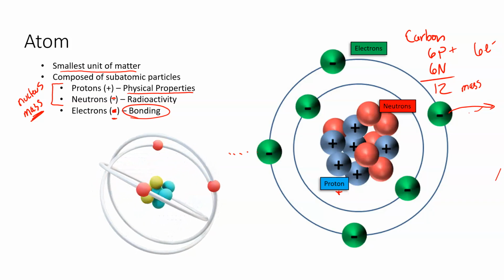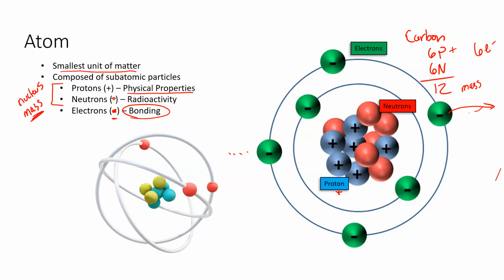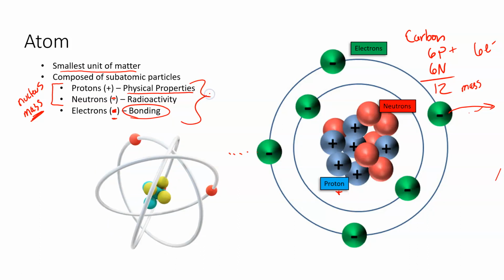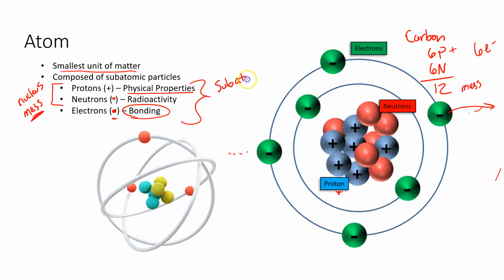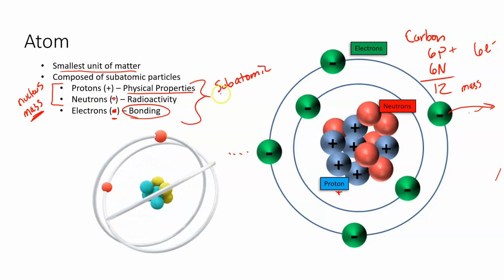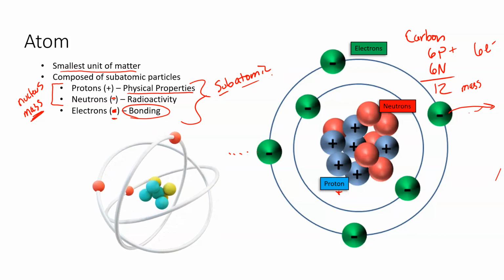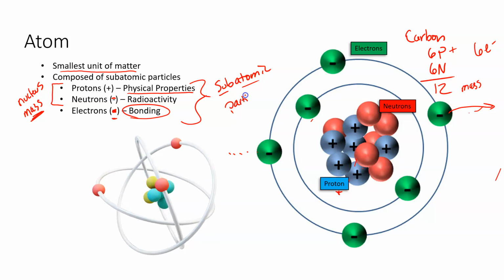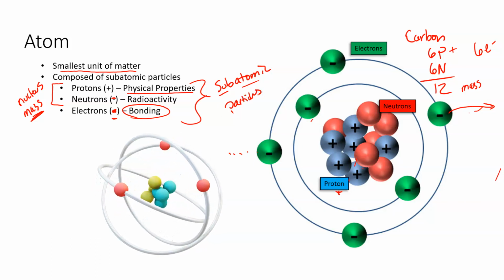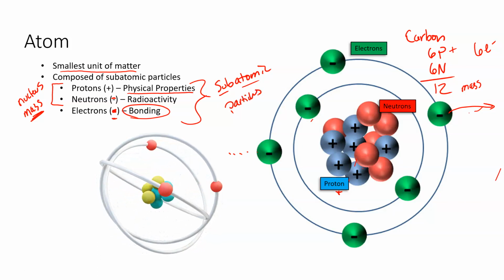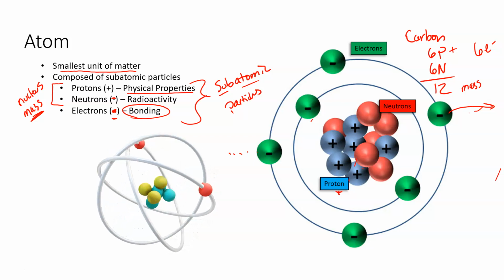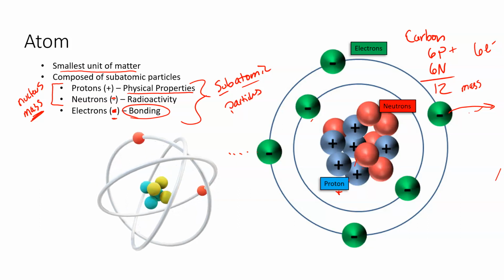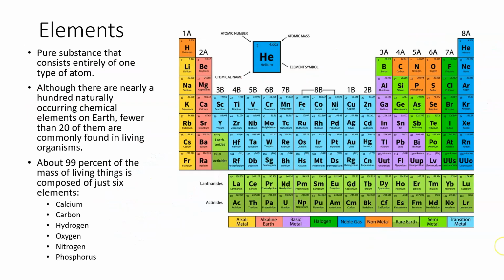Okay, so atom, smallest unit of matter, composed of 3 subatomic particles. All 3 of these would be referred to as subatomic, meaning below the atom in organization. All 3 of them are subatomic particles, and all 3 have a specific place that they reside, and they all have a specific job, so to speak.